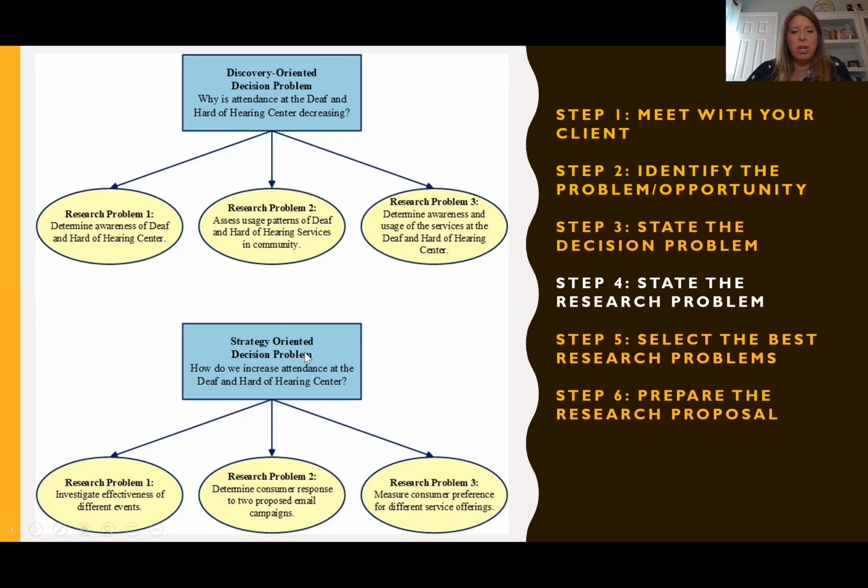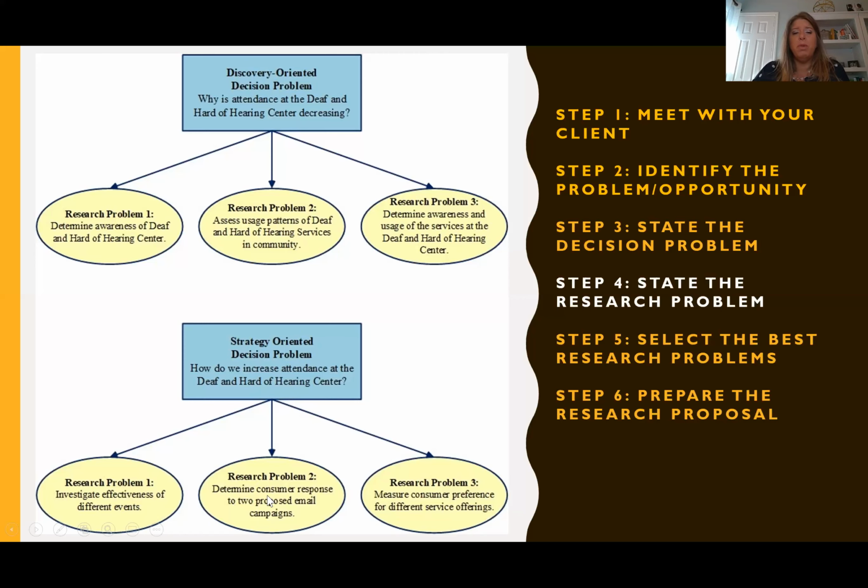So with a strategy-oriented decision problem, we're asking, in this case, how do we increase attendance at the Deaf and Hard of Hearing Center? So how can we increase it? It's an experiment. If we do X, will that increase it? If we do Y, will that increase it? So we wanted to, one, create a research problem that was to investigate the effectiveness of different events. Is one event more effective than another? Are people more satisfied with one event than the other?